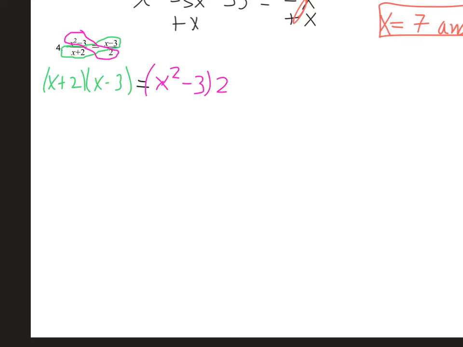So x times x is going to be x squared. Outside is x times negative 3. That's going to be negative 3x. Inside is 2 times x. That's going to be positive 2x. And last is going to be 2 times negative 3, which is negative 6. Right? And then we're going to say that's equal to this pink side, so 2 times x squared is 2x squared, and 2 times negative 3 is going to be negative 6.